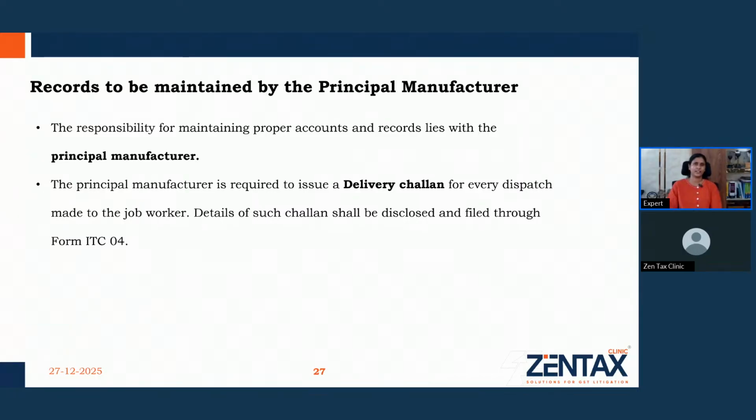Next, we shall see who is required to maintain the books of accounts and records. The responsibility for maintaining proper accounts and records shall lie with the principal manufacturer. The principal manufacturer here is required to issue a delivery challan for every dispatch made to the job worker, and the details of such challan shall be disclosed and filed through Form ITC-04. So here the responsibility for maintaining the books of accounts and records primarily lies with the principal manufacturer only.